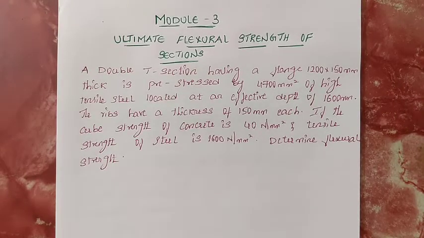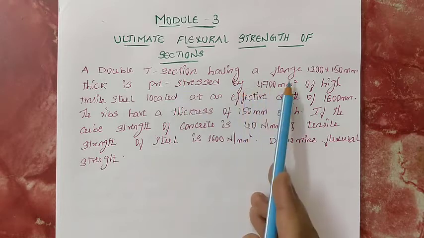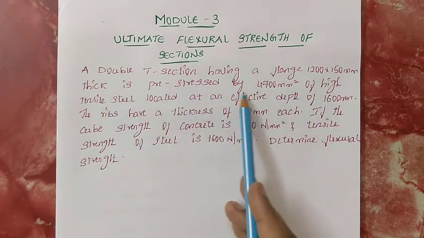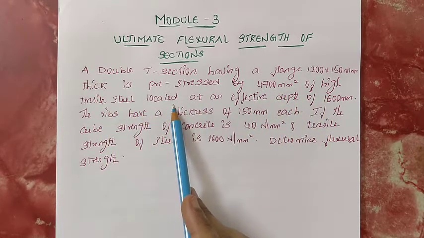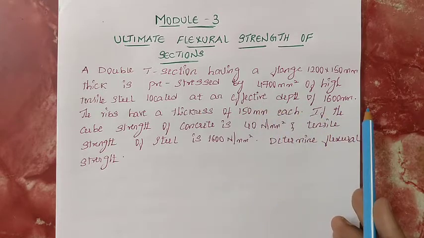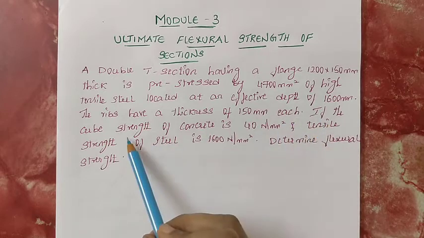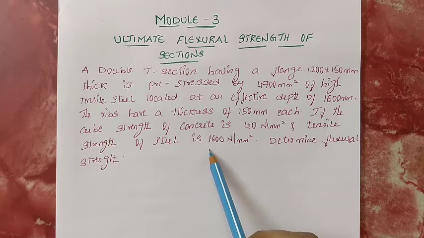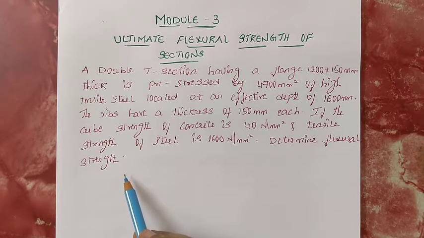Module 3, Ultimate Flexural Strength of Section. A double T section having a flange 1200 by 150 mm thick is pre-stressed by 4700 mm square of high tensile steel located at an effective depth of 1600 mm. The ribs have a thickness of 150 mm each. If the cube strength of concrete is 40 Newton per mm square and tensile strength of steel is 1600 Newton per mm square, determine flexural strength.